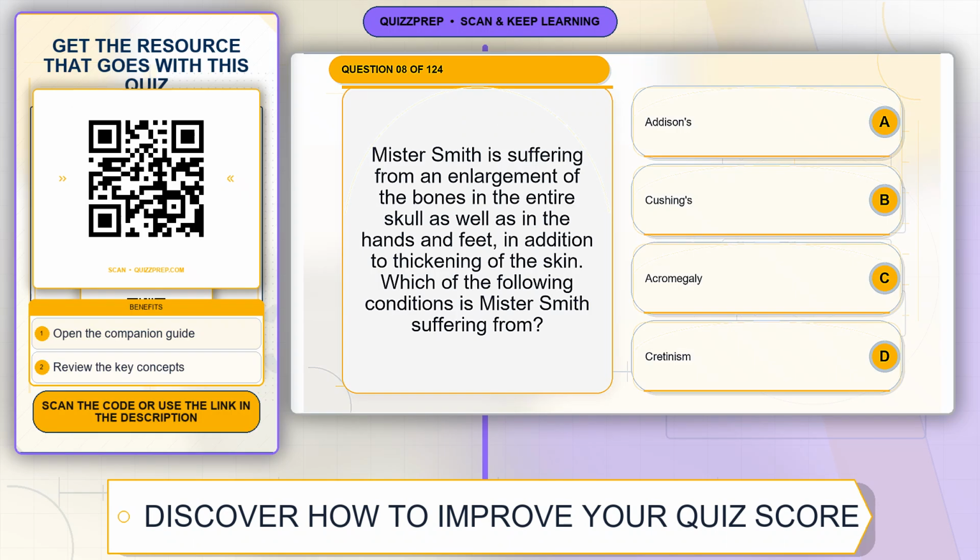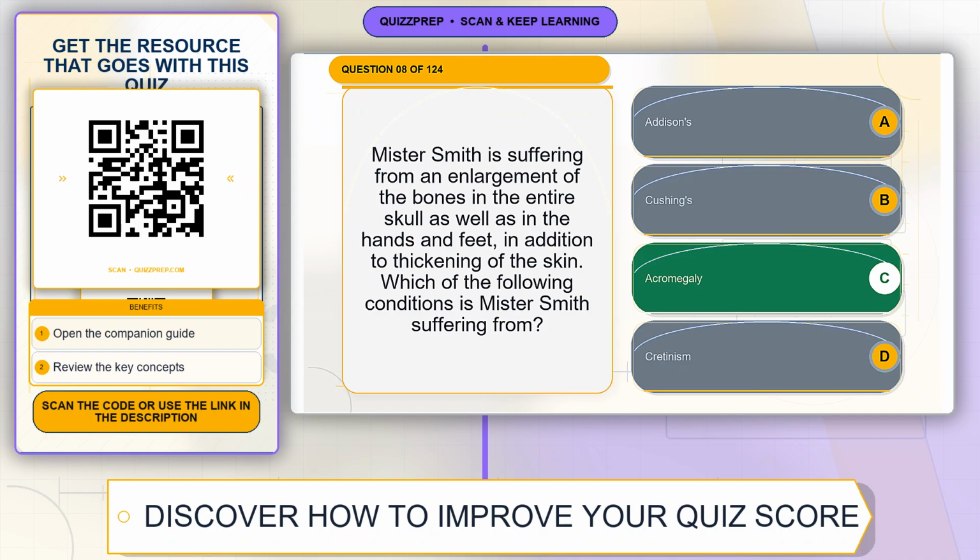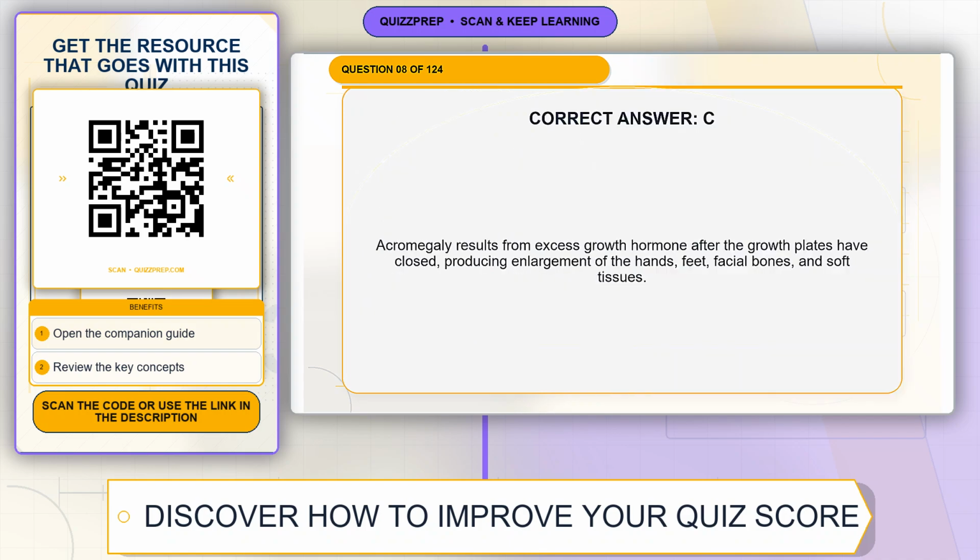Question 8. Mr. Smith is suffering from an enlargement of the bones in the entire skull as well as in the hands and feet, in addition to thickening of the skin. Which of the following conditions is Mr. Smith suffering from? Option A, Addison's. Option B, Cushing's. Option C, acromegaly. Option D, cretinism. The correct answer is option C, acromegaly. Explanation. Acromegaly results from excess growth hormone after the growth plates have closed, producing enlargement of the hands, feet, facial bones, and soft tissues.